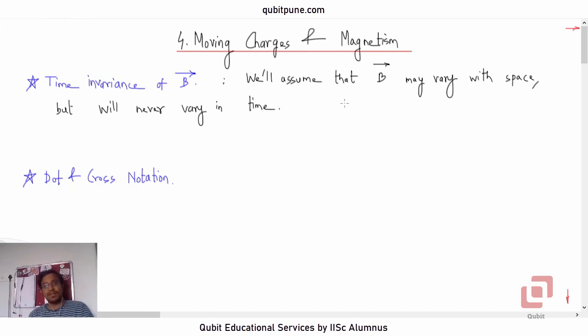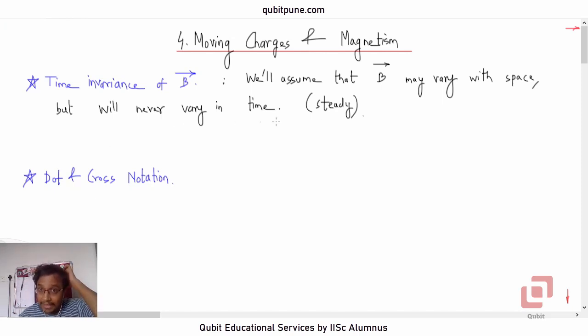Whenever such a thing happens, that it never varies in time, we call it steady. And at the beginning of our third chapter, we said that the currents that we're going to discuss will be steady. So if currents do not change with time, we can say so are the magnetic fields produced by them. That is called time invariance of magnetic field.